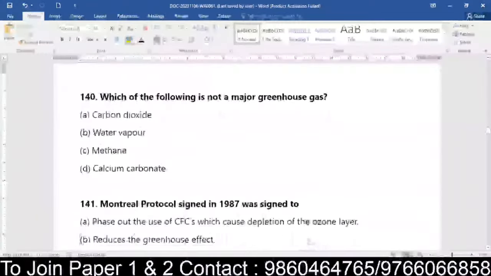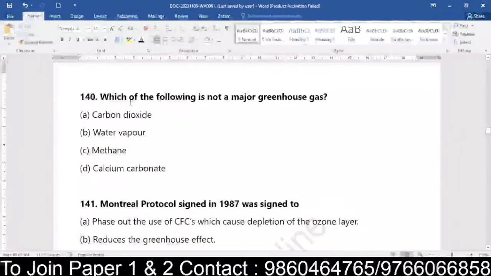Okay, coming to question number 140 now. Which of the following is not a major greenhouse gas? Now, everyone should be knowing this very well. Which is not a major greenhouse gas? Carbon dioxide, water vapor, methane, or calcium carbonate. So, the one which is not a major greenhouse gas: carbon dioxide, water vapor, methane, or calcium carbonate.